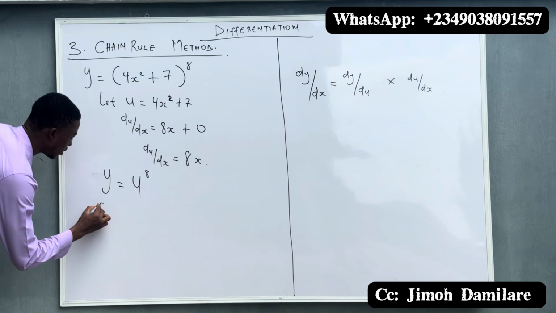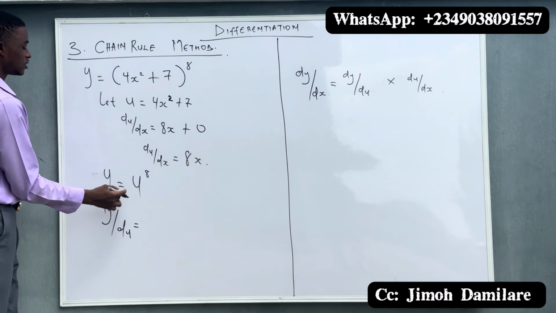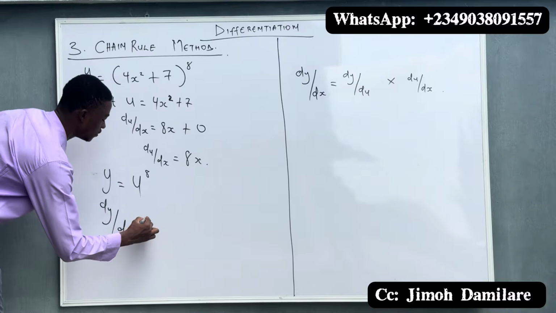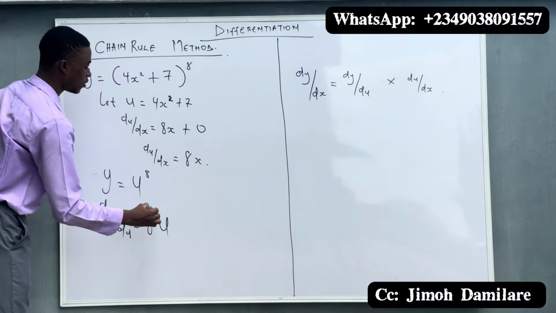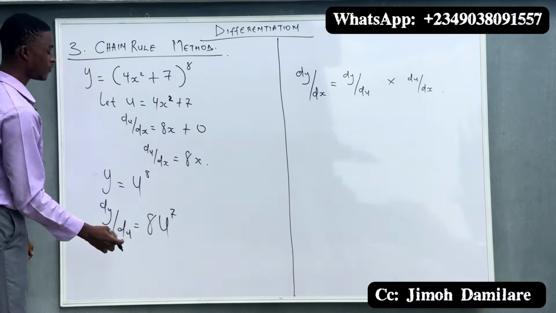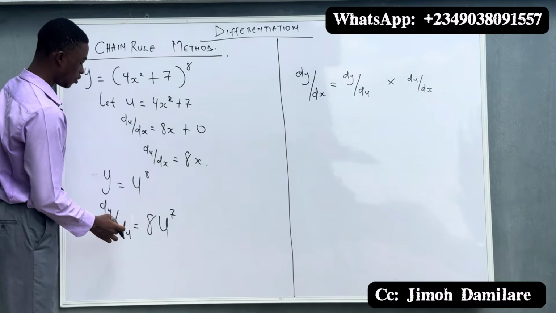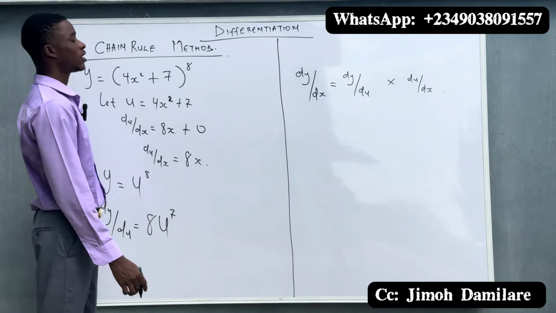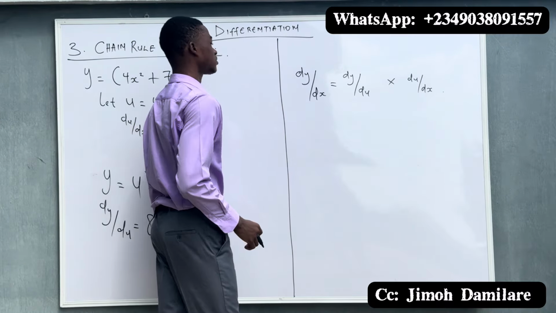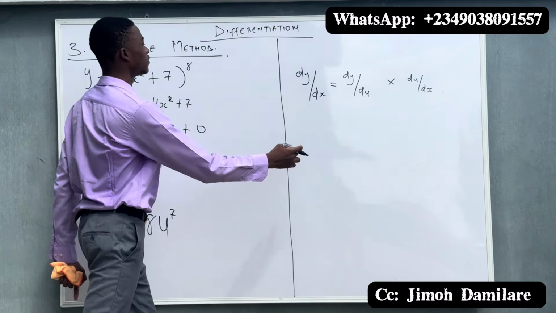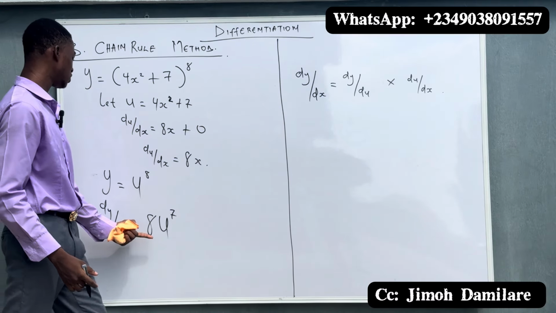So in doing this, we have our dy over du to be equal to, so when you differentiate this u raised to power 8, the power will come to the front, which will give us what? 8u. And the power will be subtracted by 1, which will give us 7. So we have 8u raised to power 7. So now that we have gotten our du over dx and also the dy over du, we can then proceed to use our chain rule method of differentiation formula. And in doing this, we have dy over du multiplied by du over dx.